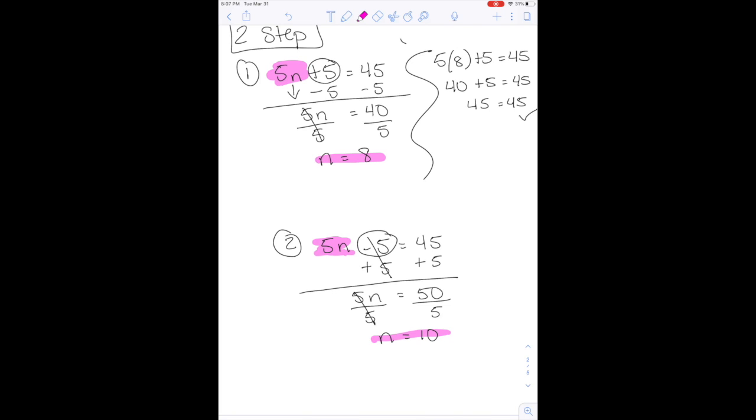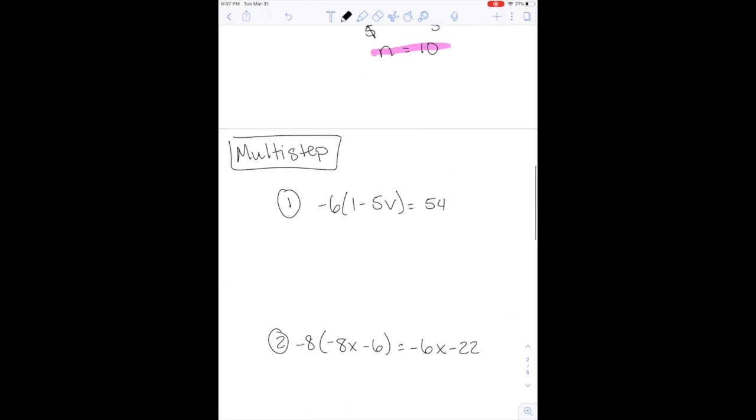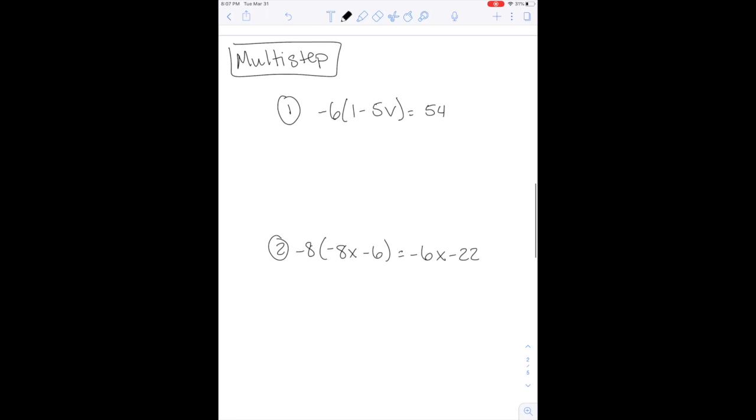The final topic we're going to talk about is multi-step equations. I'm going to go through 3 different examples of multi-step equations with you.